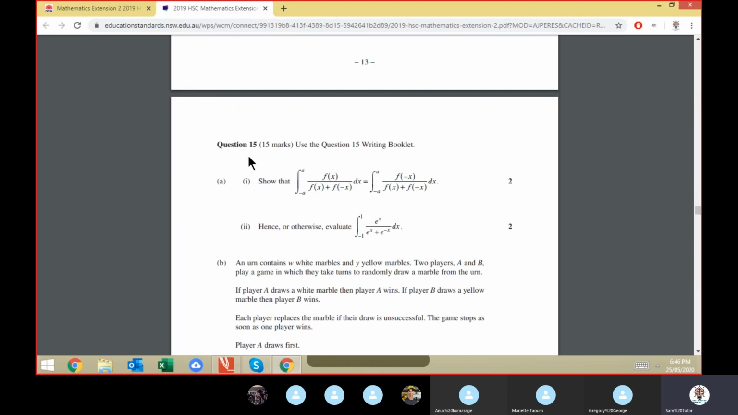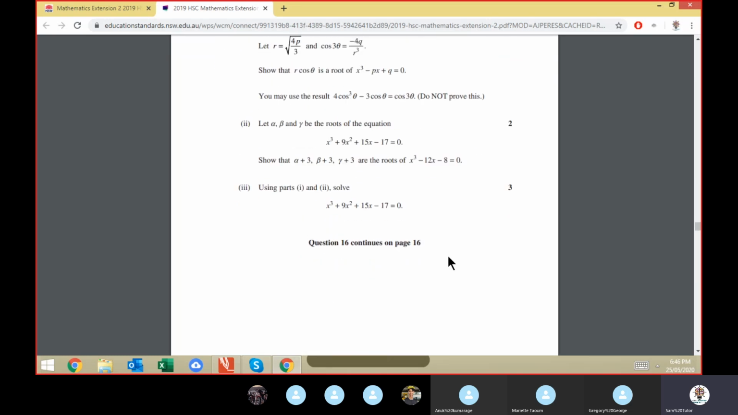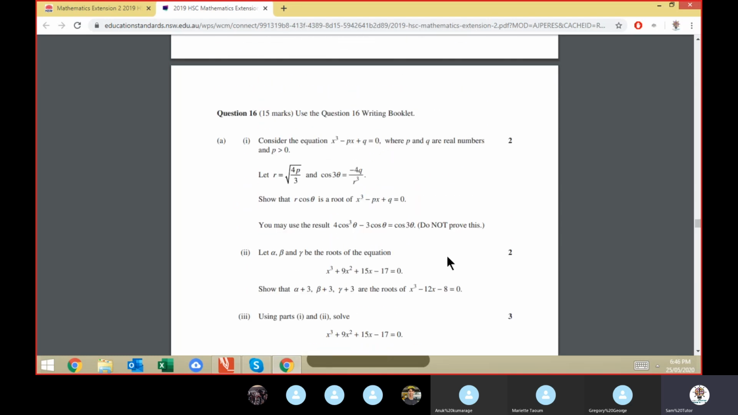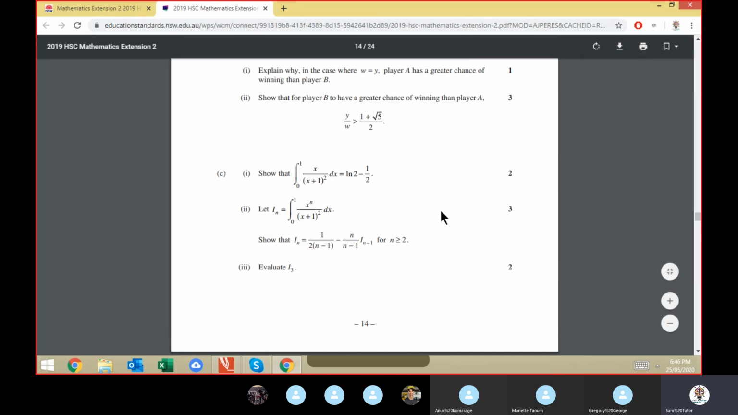And what question was this? Question 15, second last question, which is what I said to you guys last week. It's usually going to be there. So anywhere from 5 to 7 marks. Look at that. You see that question? Let's see.